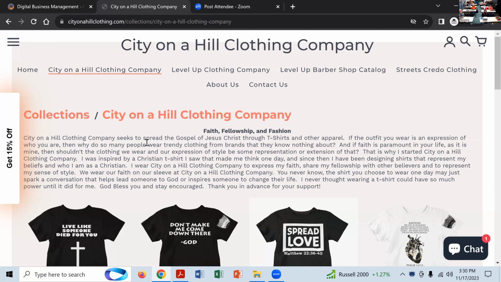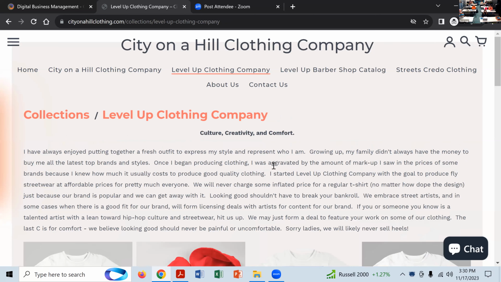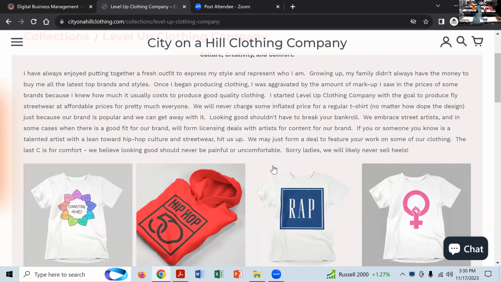We wear our faith on our sleeve at City on a Hill Clothing Company. You never know, the shirt you choose to wear one day may just spark a conversation that helps lead someone to God or inspire someone to change their life. So there's a few more sentences here, but this is his other line.